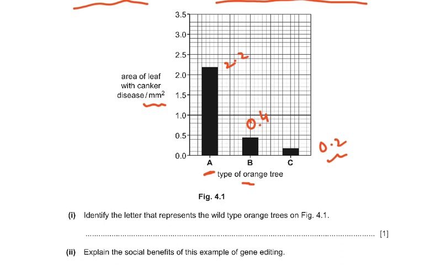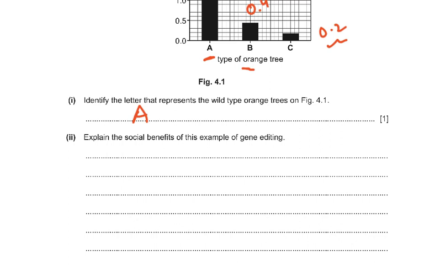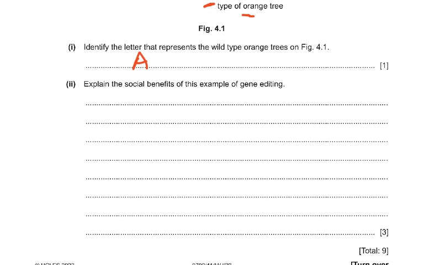So identify the letter. This would be the A, because as I told you that the mutant ones were not having the disease. So this is something which they expected you to understand from the question. If you read the question carefully, only then you could have done this. Otherwise, if you didn't read it carefully and just sort of did it very casually, which is a very good habit of all of you to do things casually, then it says explain the social benefits of this example of gene editing. Oh, very easy.